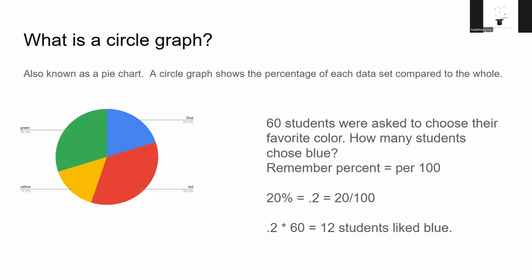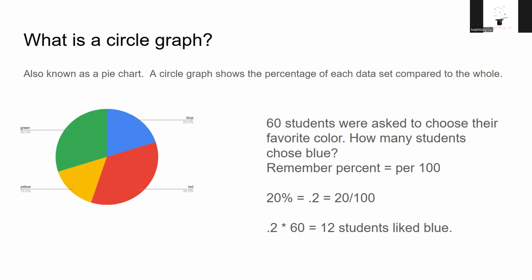So here we have a pie chart, or a circle graph, and we can see that students were asked to choose their favorite color. 20% chose blue, 35% chose red, 15% chose yellow, and 30% chose green. And our question asks, how many students chose blue? So we're going to try to find 20% of 60.